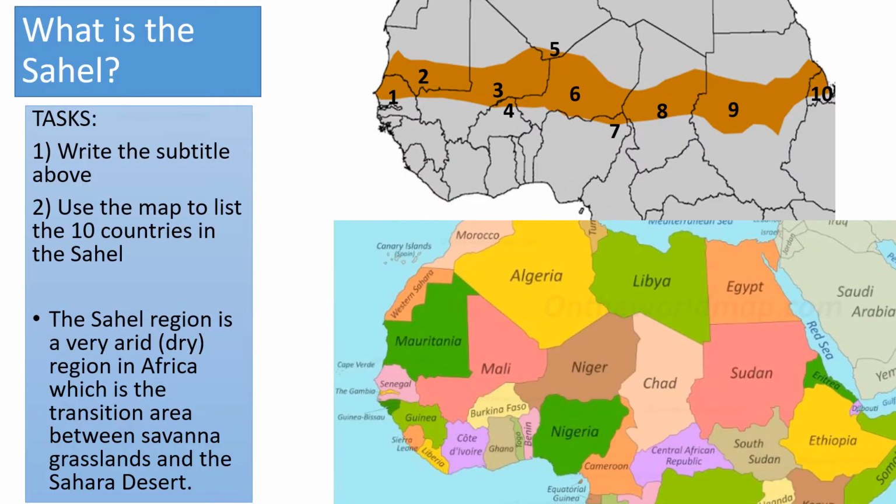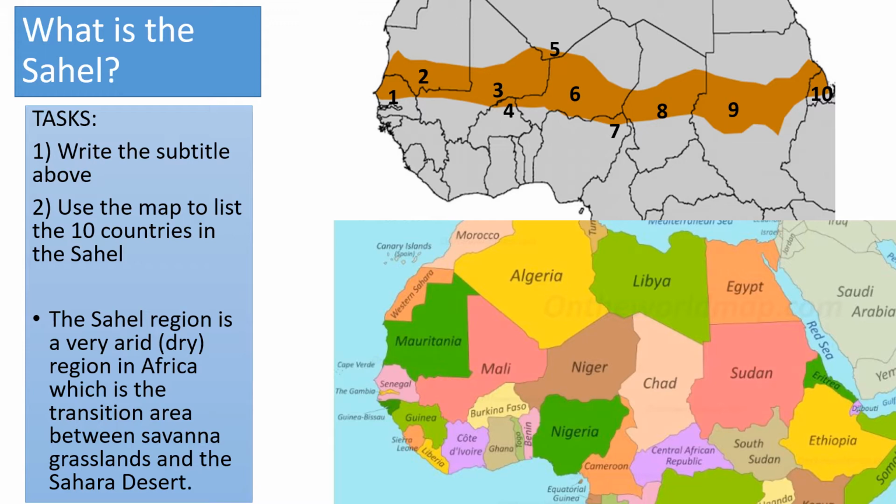Okay, so your first task, what is the Sahel? You have got 2 images there. You've got an image with all the country names on it at the bottom, and then at the top you've got an image with a brown line going across a part of Africa with numbered countries. Your task is to pause this slide, write the subtitle that you can see, so what is the Sahel, and use the map to list the 10 countries in the Sahel. So you'll want to pause this after 3 seconds, and when you've done that, unpause. 3, 2, 1, pause.